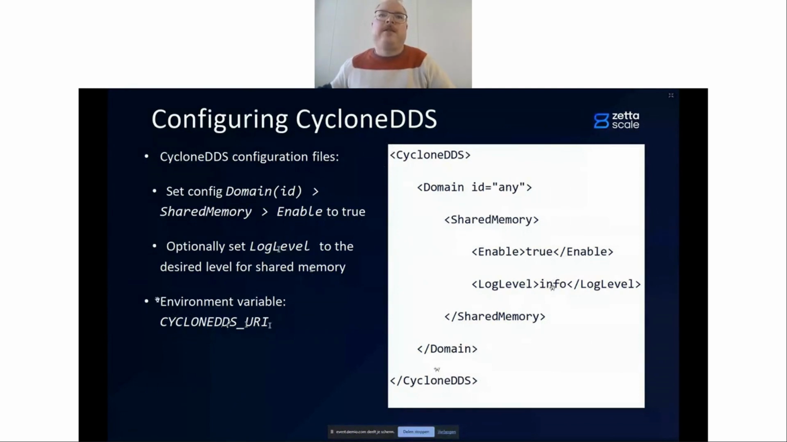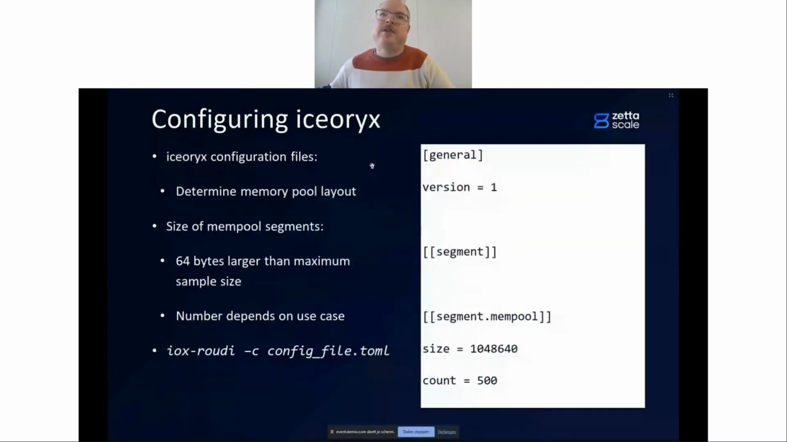So next, you will also need to configure ISRIX. Now, your ISRIX configuration files determine the memory pool layout. And this is very important, because this depends very heavily on your use case. Your memory pool is divided up into a number of segments of a certain size and a certain count. So in this case, you have slightly over 1 megabyte and 500 of these segments.